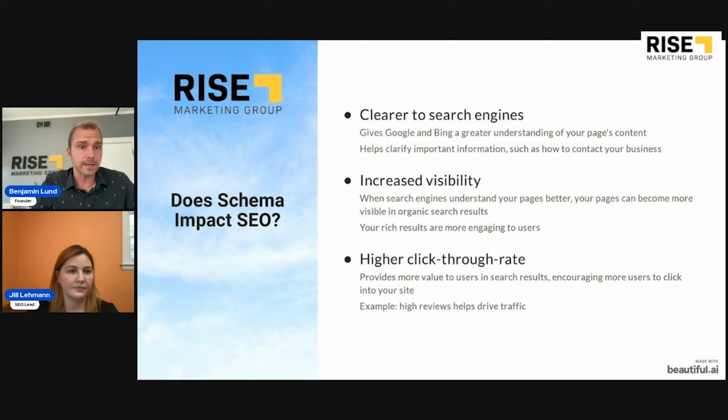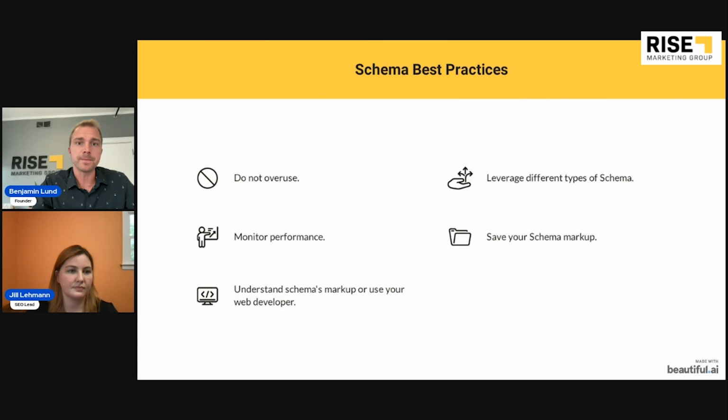And yeah, as you mentioned, it can also pre-qualify some of the traffic, where if they like what they see in the listings on Google, they're going to click, and more likely than not, they're going to have a better conversion rate on your website. What are some of the Schema best practices that folks should take into consideration?